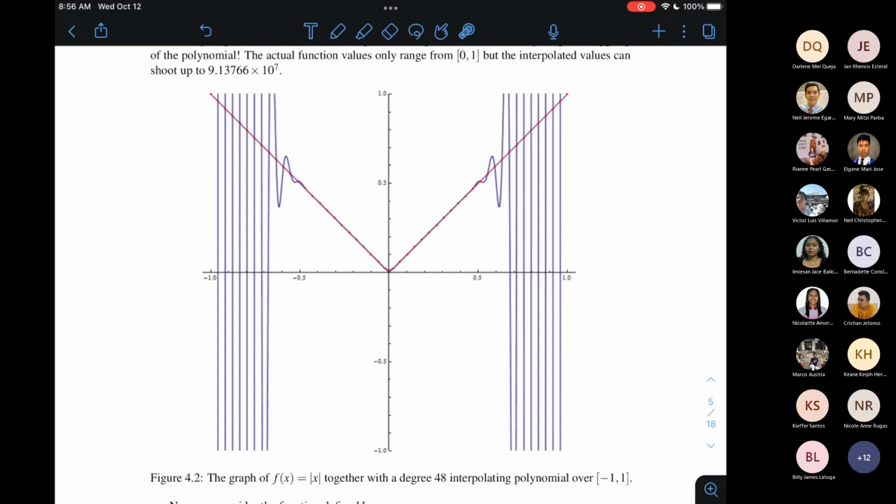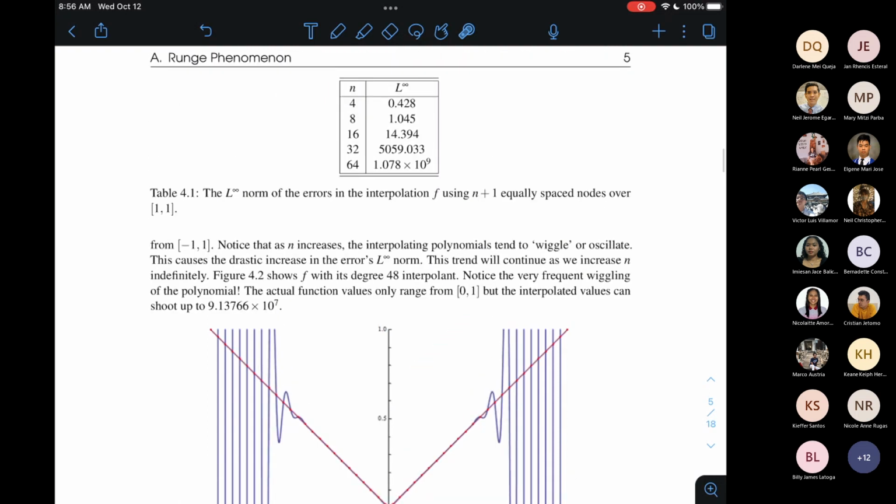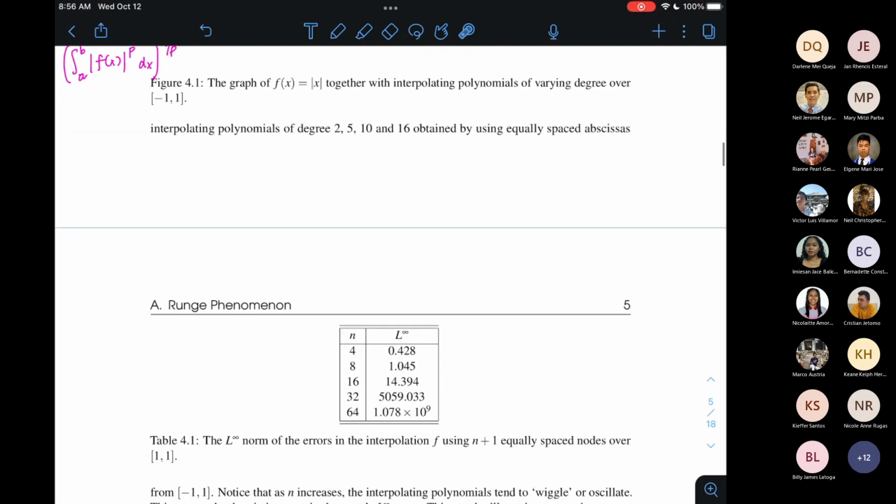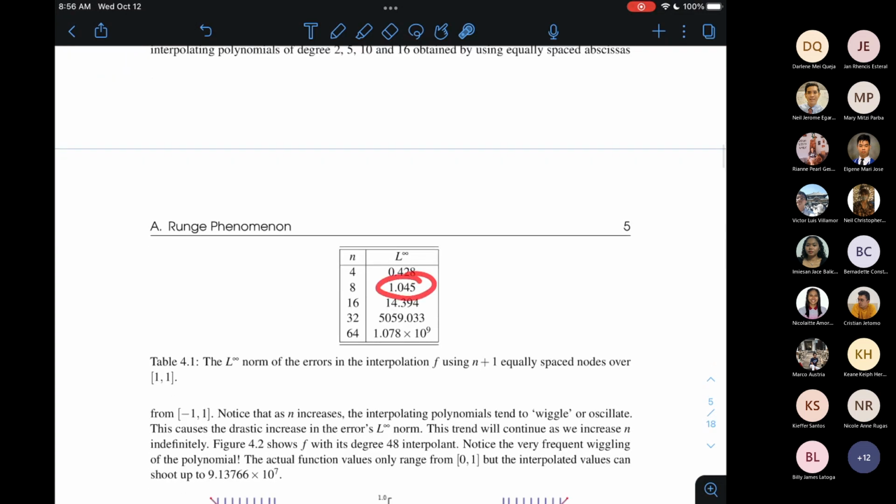high degree polynomial. Okay? So dun sa module, naging mas particular ako dun sa pagde-describe ng error kasi nilista ko rin yung L infinity norm nung interpolating polynomial. So kapag ka-apat lang, 0.428 yung maximum error, L infinity norm ng error, baliktad. Pag si n is equal to 8, tumaas siya, so 1.045 actually. Kapag ka si n ay 16, 14 na yung L infinity norm ng error. Okay? Tapos pag 64 na, ang laki na, 10 to the 9.